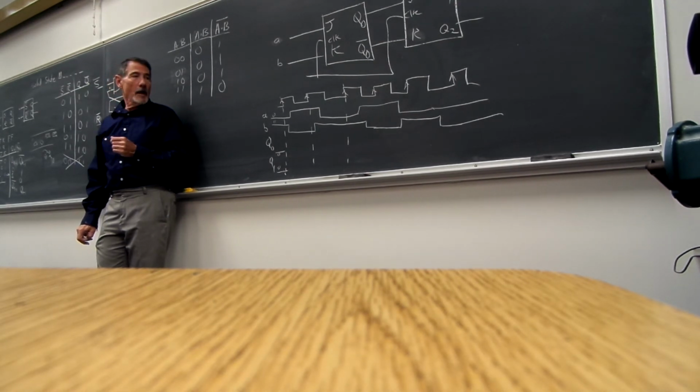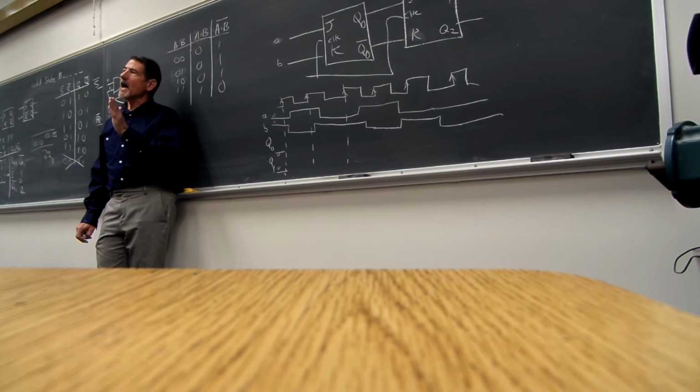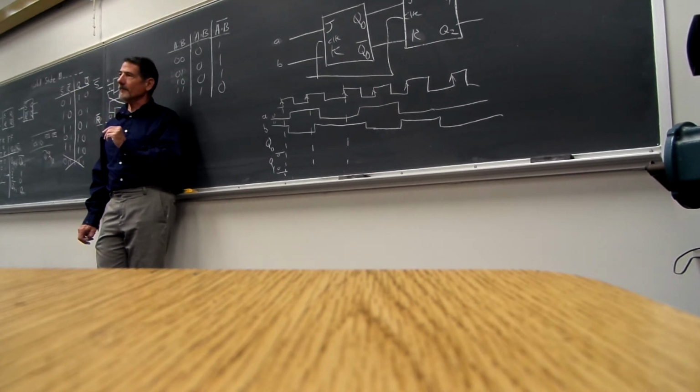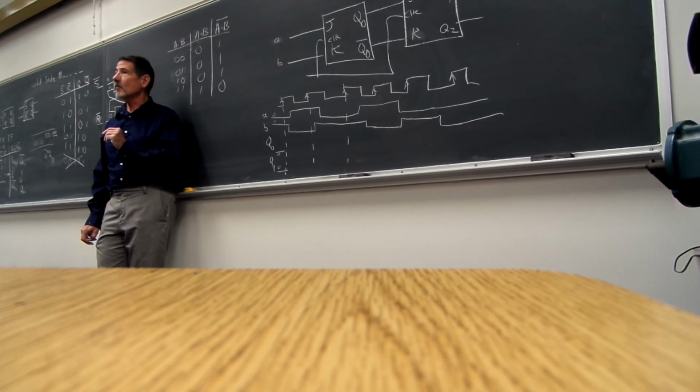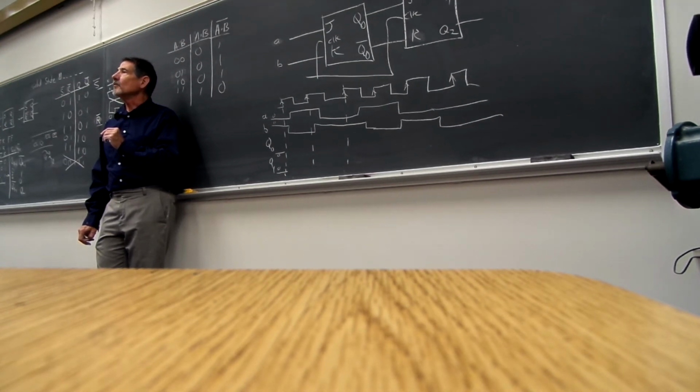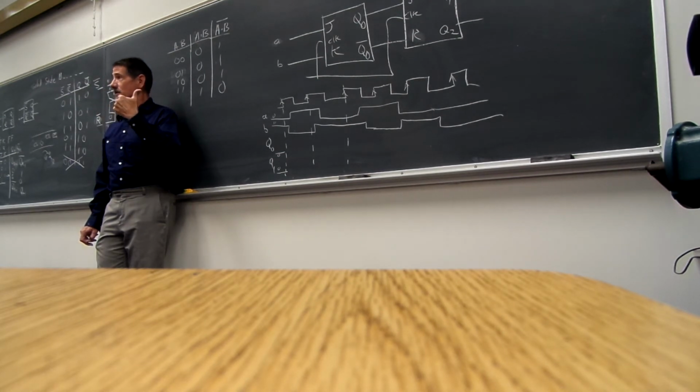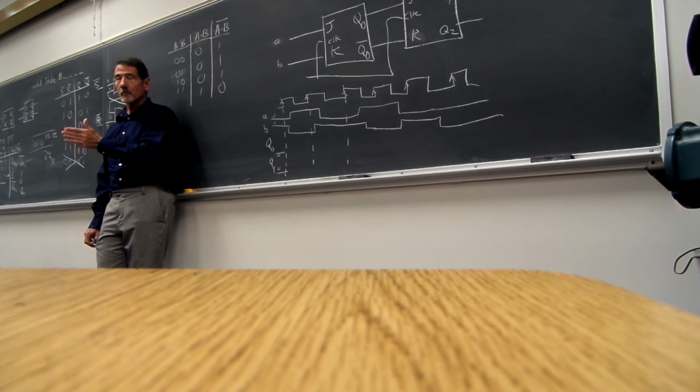Okay. At the very first clocking event, what's A? 0. What's B? 1. So what's going to happen? Now that's not the 1-1 state, is it? So we're not going to get any toggles. Something's going to change on Q0. Is it going to set it or reset it?